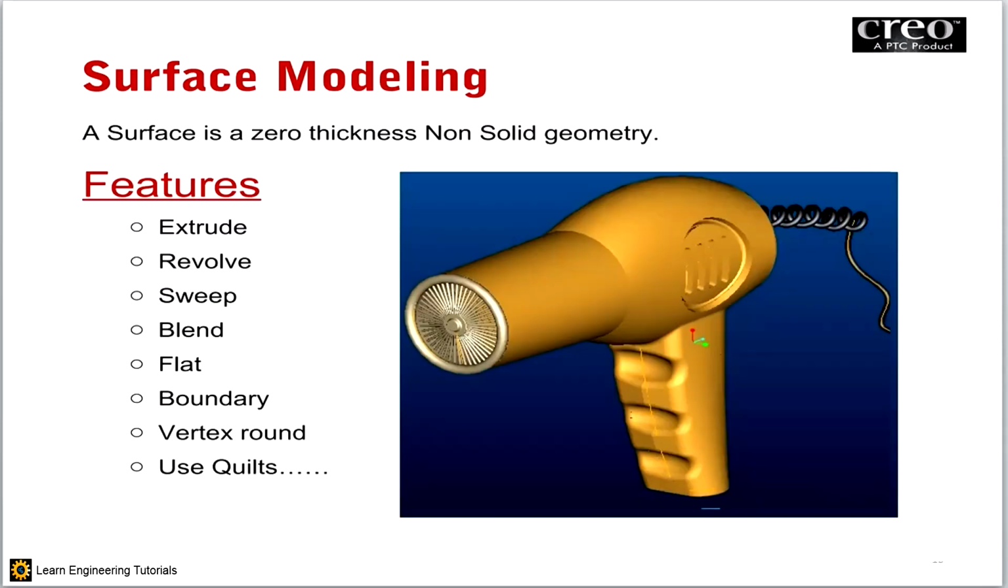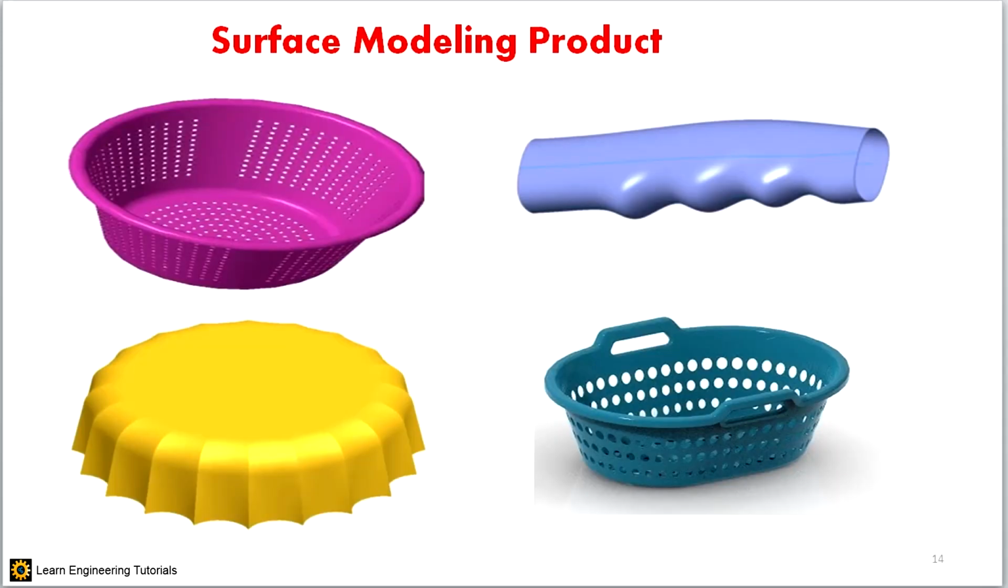This is the surface modeling product. A surface is zero thickness, non-solid geometry. These are the different features: extrude, revolve, sweep, blend, flat, boundary, etc. These are different surface product designs, surface modeling products designed by Creo software.